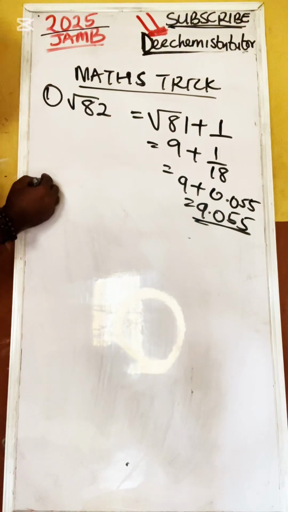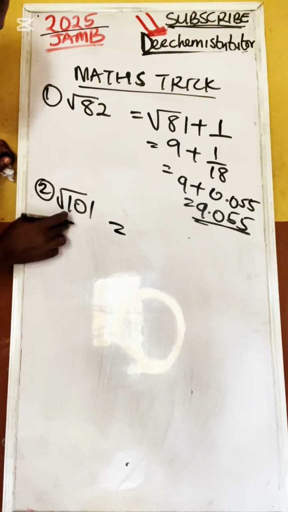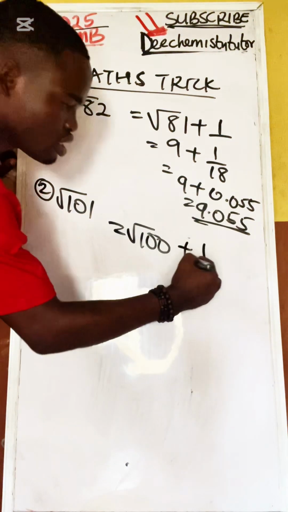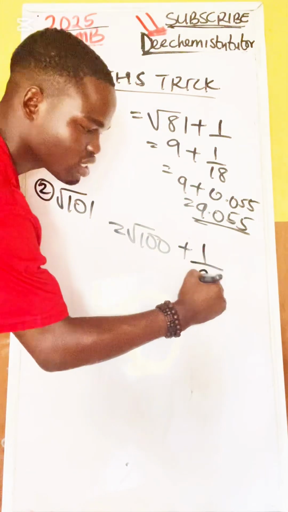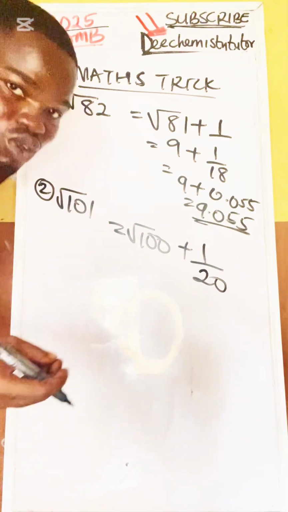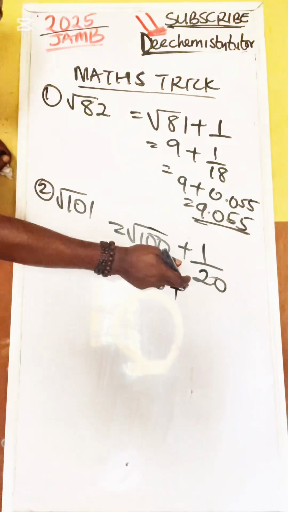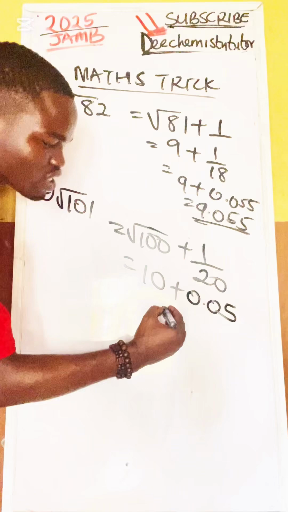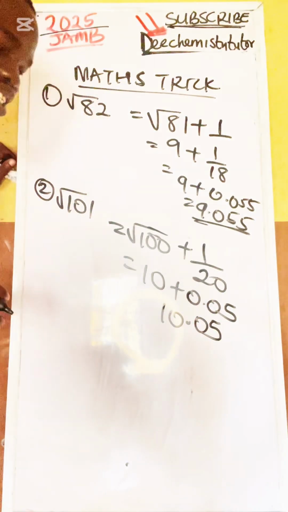Let's see the next one, number 2, which is the square root of 101. What is the closest perfect square? That's 100, plus what is left, which is 1, all over 2 times the square root of 100. The square root of 100 is 10, and 2 times 10 is 20. It will help in your post-UTME, especially UNILAG, where there's not even a calculator. Understand? So this is 10 plus 1 over 20, which is 0.05. Add this together: 10.05. Don't thank me yet, you thank me later.